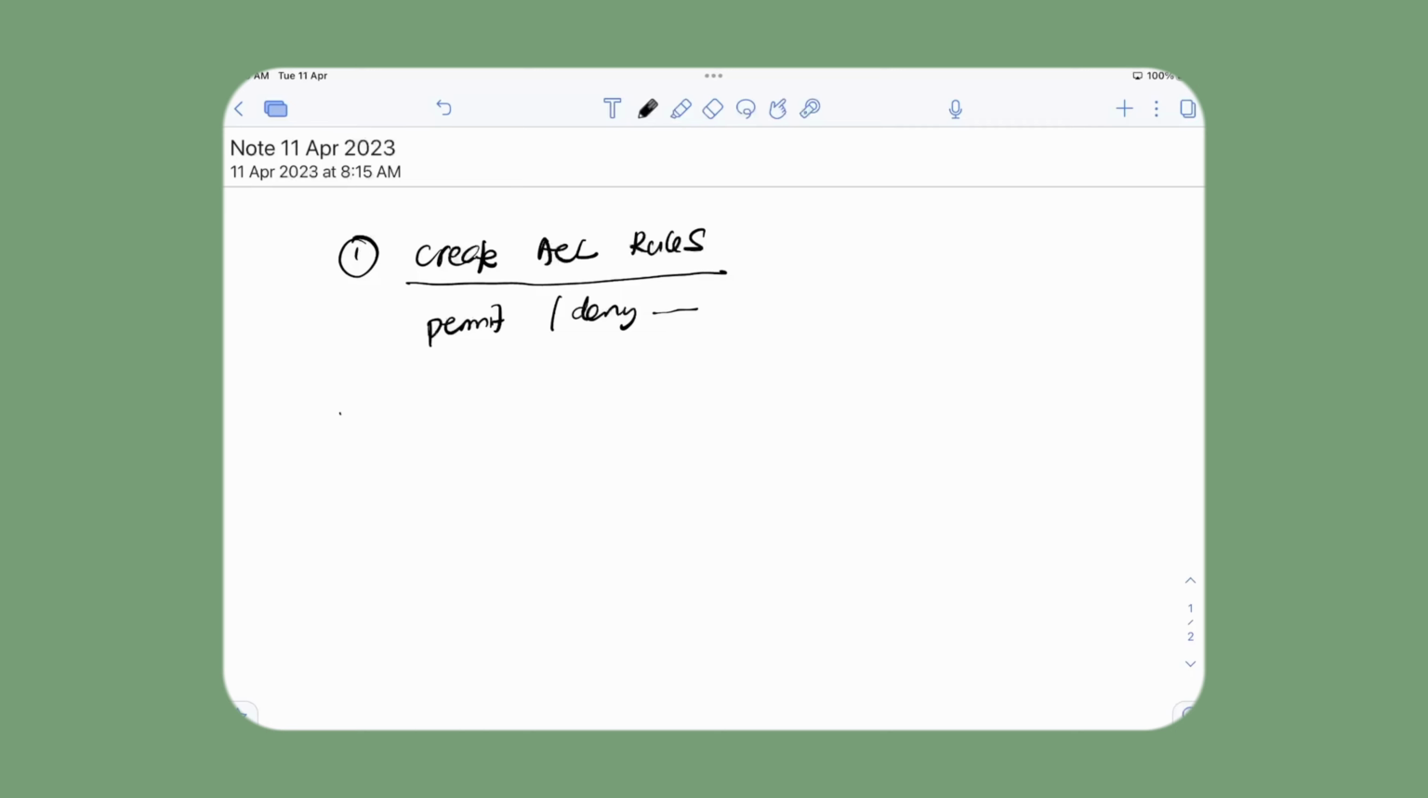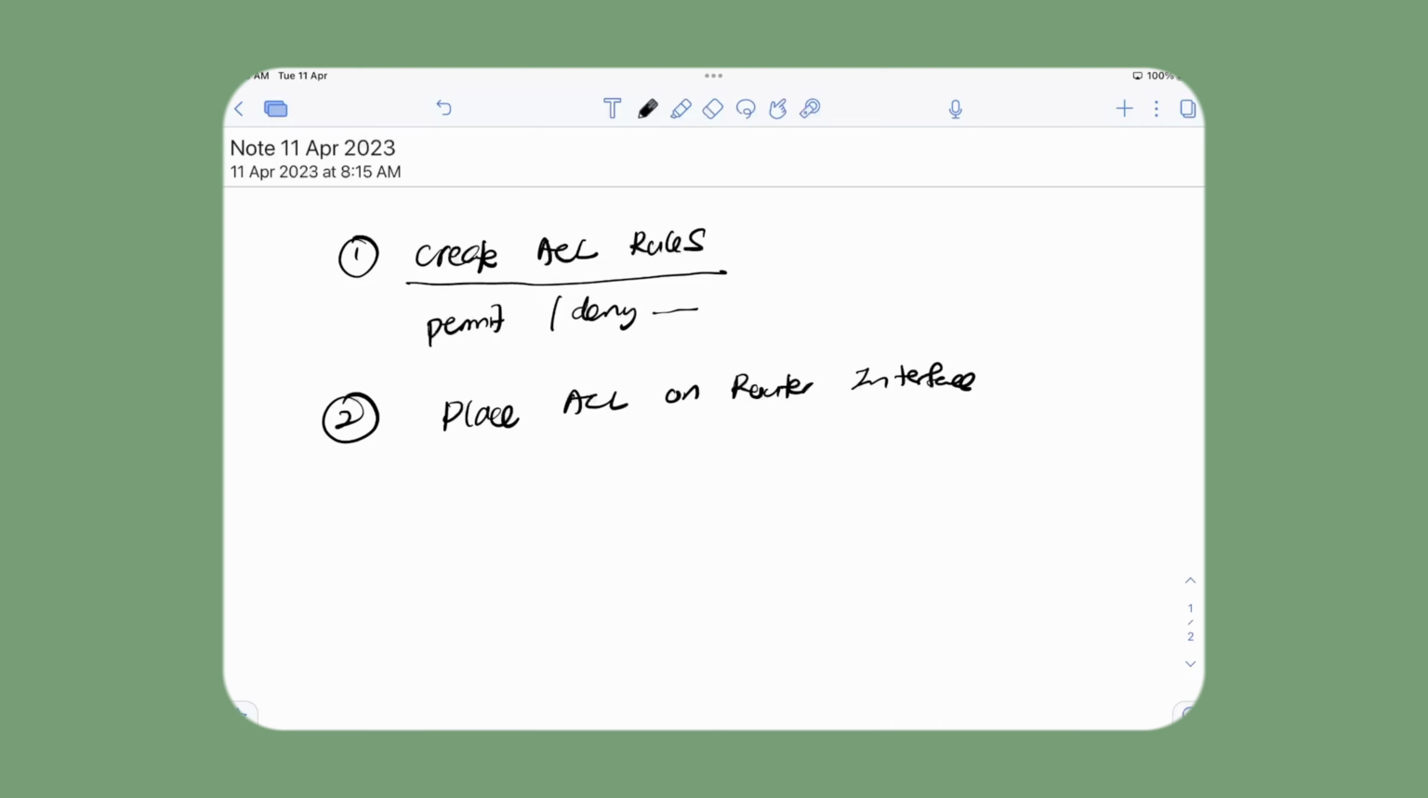After you've done this, you must remember to place the ACL on the router interface.